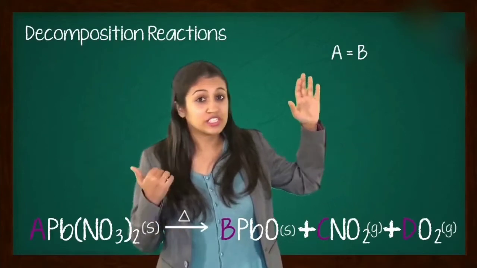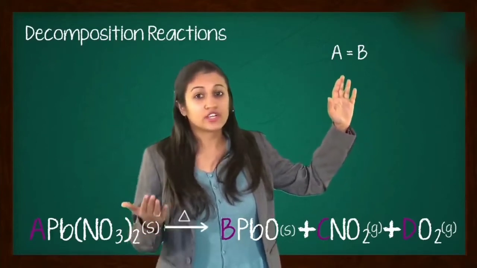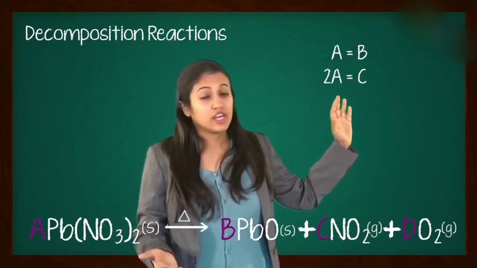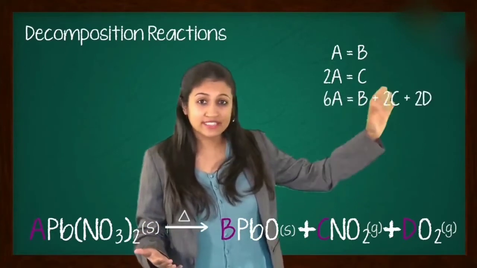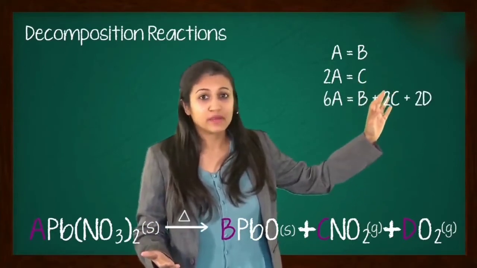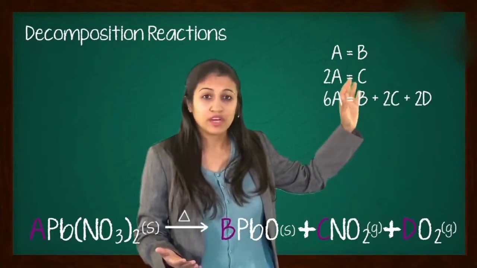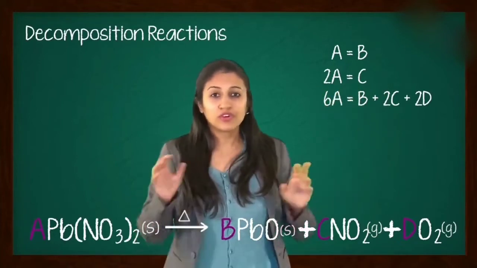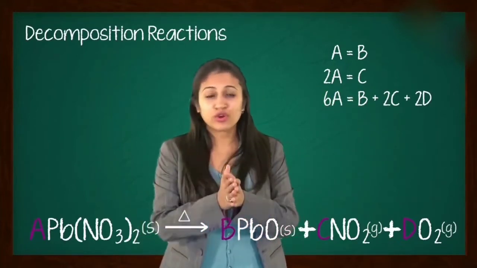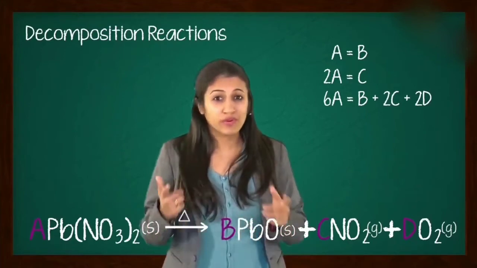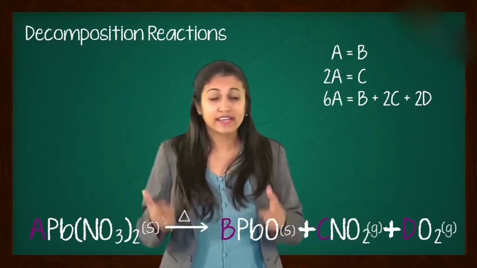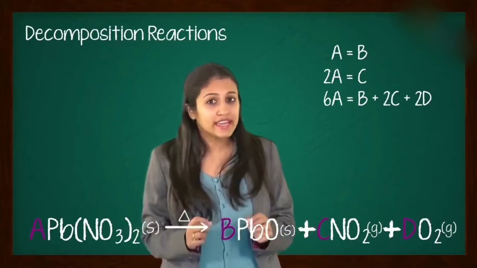Then next, if you consider N, nitrogen, you will get 2A is equal to C. If you consider oxygen, you get 6A is equal to B plus 2C plus 2D. Now, if you remember what I taught you last time, make A equal to 1. Why? Because that's the largest compound, right? Lead nitrate is the largest compound. So make A is equal to 1.